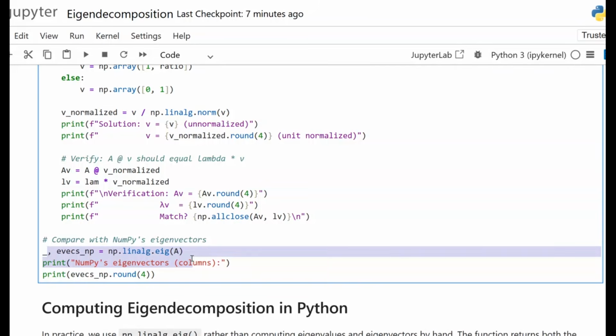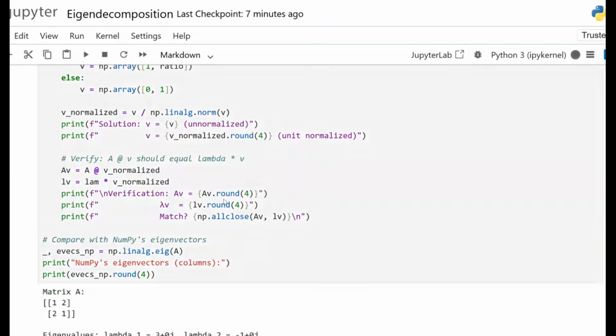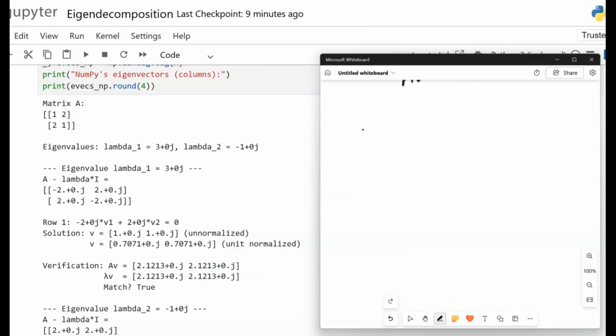So this is expected because eigenvectors are not unique. And here this V and C multiplied by V represent the same direction. Okay, so let me just execute and view the result. Here we just discussed, dear friends, kindly just observe.